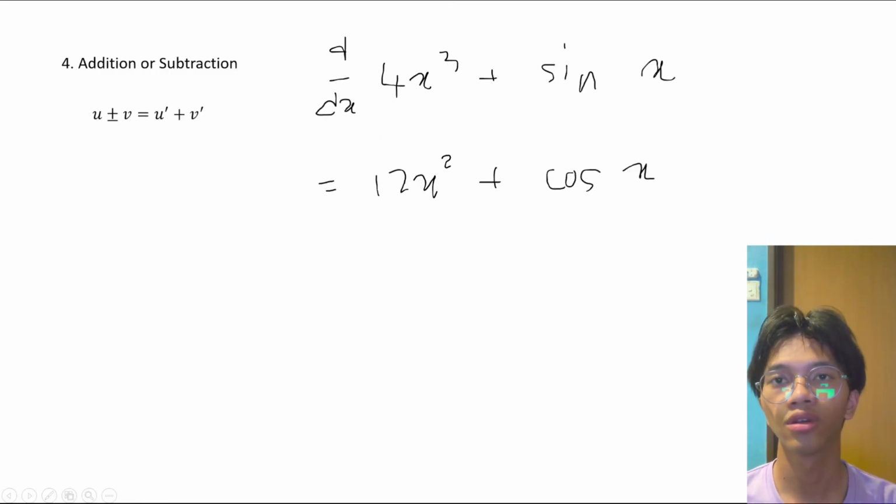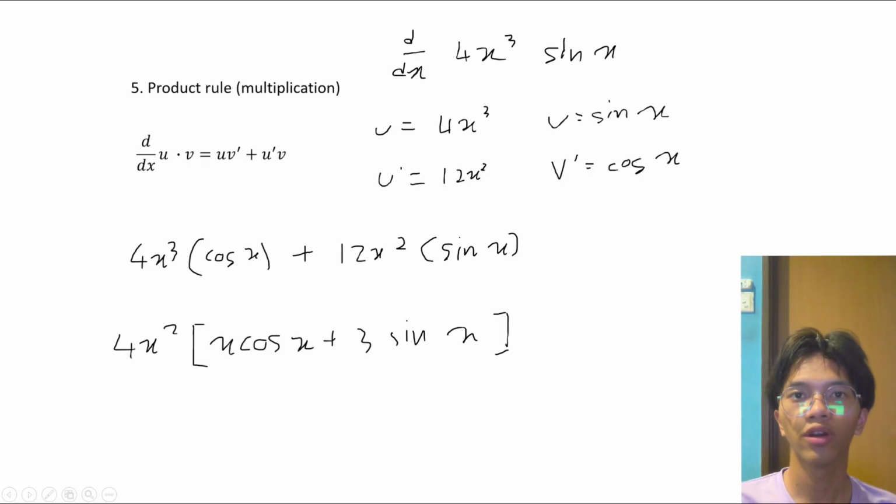Addition or subtraction is two separate terms separated by a plus or minus sign in the middle. So if we want to differentiate 4x power of 3 plus sin x, it equates to 12x power of 2 plus cos x. Okay, number 5 is the product rule.